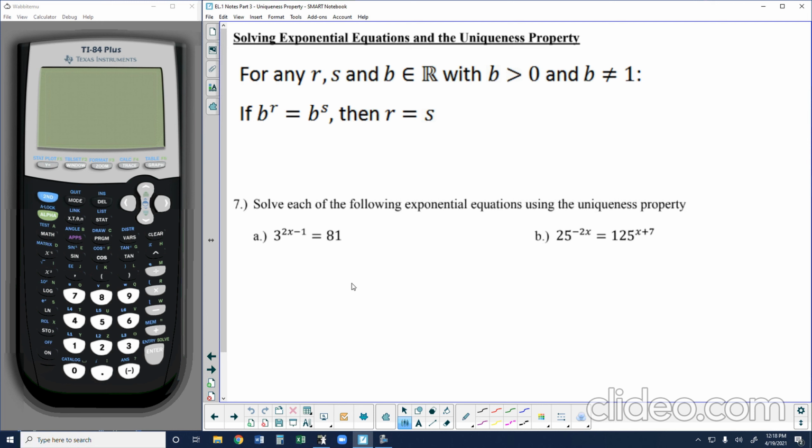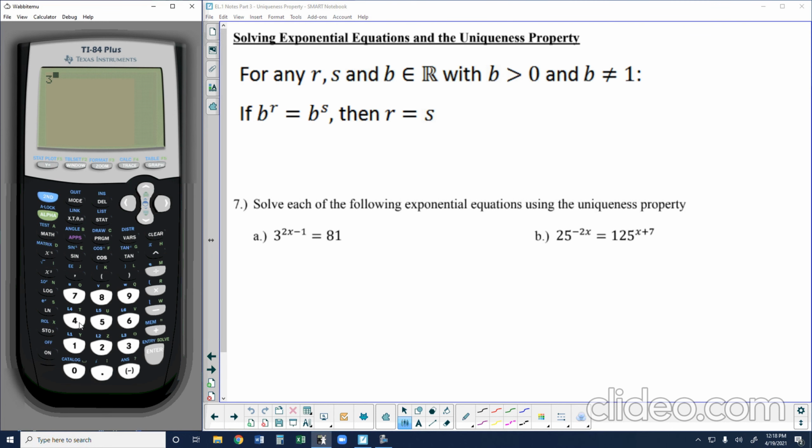On 7a, we have a base of 3 and an exponent of 2x minus 1, and this is equal to 81. If we were trying to solve this equation, we would commonly think of a method to get x out of the exponent. However, we can use the uniqueness property if both sides of the equation can be written as the same base. Over here on the left side, I have the base of 3. What can I turn 81 into that would have a base of 3 with some kind of exponent?